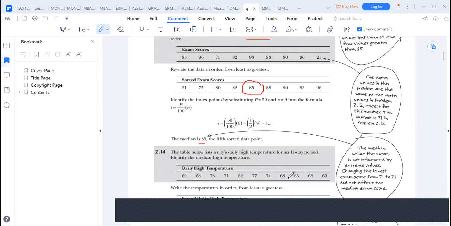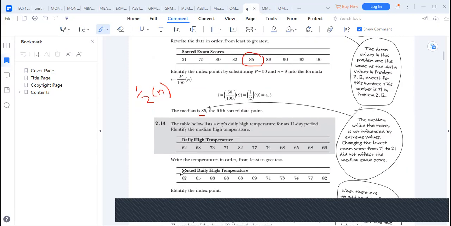We have 11 in this case. 11, we round up, it is 12. Half of 12, which is our n, is 6. So 6 directly is the median. 1, 2, 3, 4, 5, 6, which is 69.